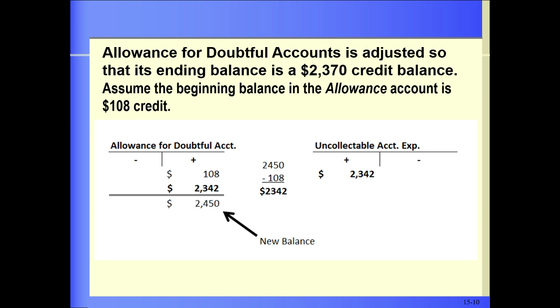At the beginning of this process, we had $108 in our allowance for doubtful accounts. We know that we needed to get to a new balance of $2,450 based on our estimate. So if we want to find the difference between those two, we subtract $108 from the $2,450 to come up with $2,342. This then becomes the amount that we enter as a credit entry for allowance for doubtful accounts and a debit entry for uncollectible accounts expense.